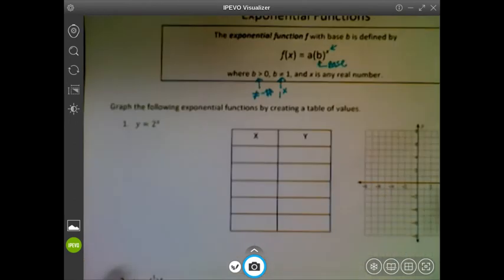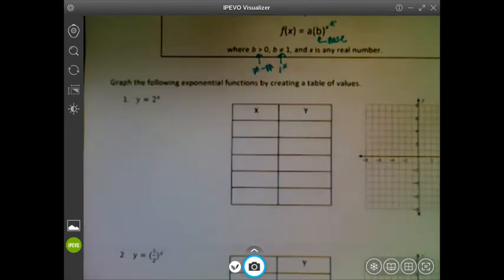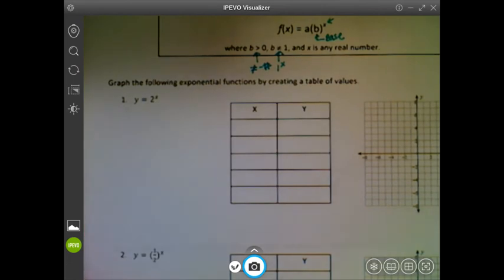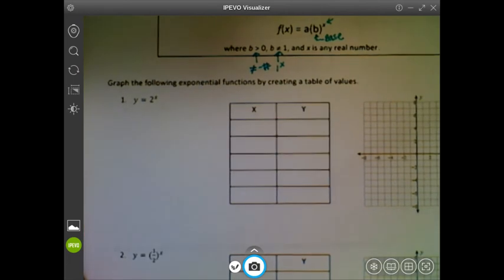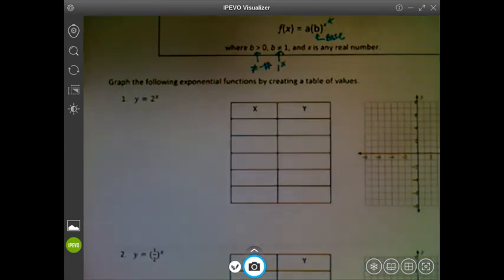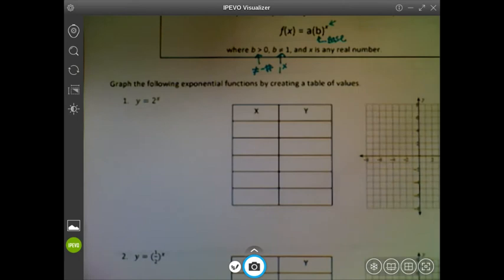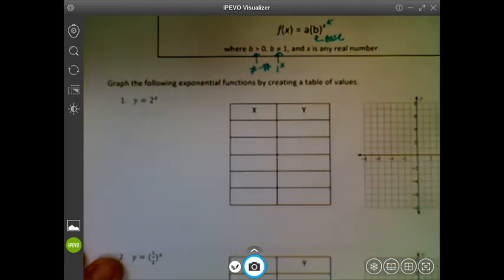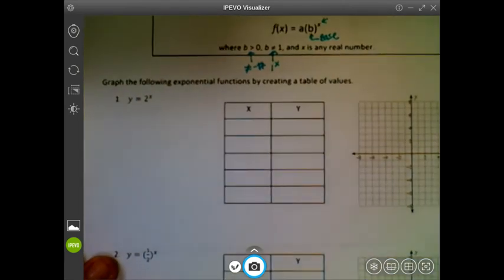All right, so here is our first exponential function, y equals 2 to the x. This is what we call the most basic exponential function because 2 is the most basic number you can work with, because you can't work with 1. This is the parent function, essentially, the most basic exponential out there. We're going to start here and we're going to make a table. We're going to use our table to plot our points.